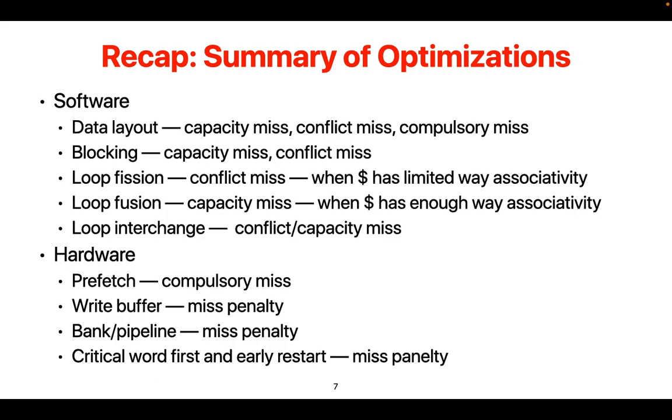Another one is the blocking algorithm, which we used in matrix multiplication, which helps us reduce capacity misses and conflict misses. And there is loop fission, which helps alleviate conflict misses if you have limited way associativity. However, if you have enough way associativity, you want to take the opposite direction, called loop fusion, and it will help you reduce capacity misses. And we also have loop interchange, which helps us improve conflict and capacity misses.